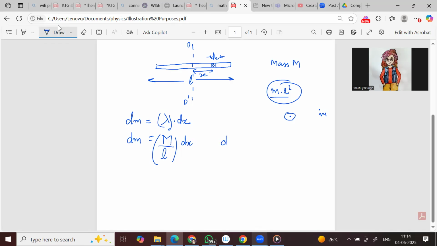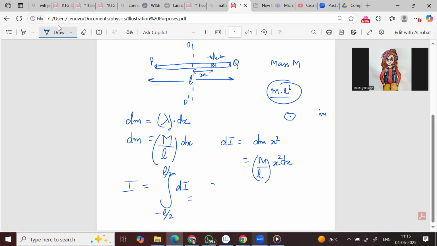Now, the moment of inertia for this little element is going to be dm times x square. And this will work out as m upon L x squared dx. The net moment of inertia for this rod is nothing but the integral of all these moments of inertia for these elements. And the limits of this integral are going to be from minus L by 2 to L by 2. Minus L by 2 being this point, let's call it P, and L by 2 being this point Q.